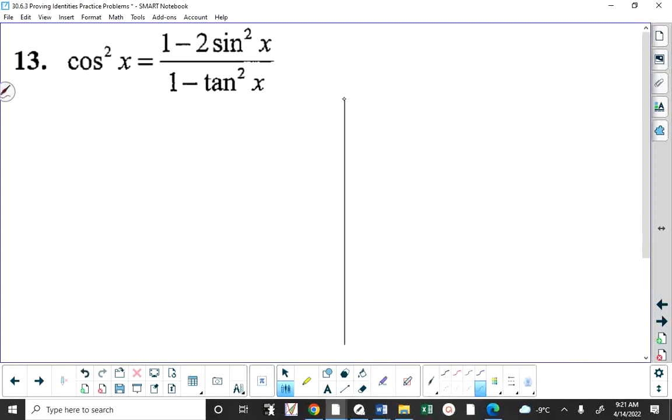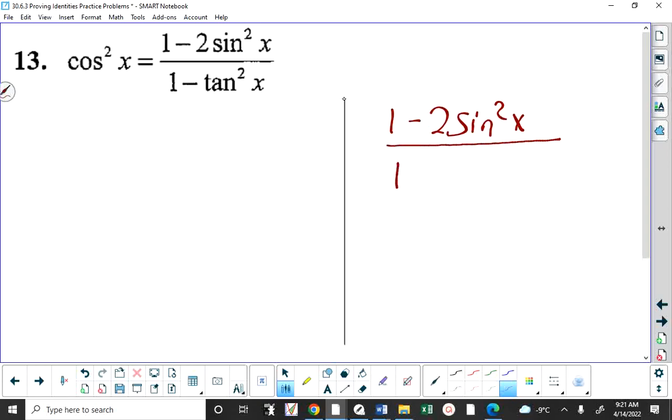So what I'm going to do instead is go with my initial idea of putting everything in terms of sine and cosine. So on the right-hand side, I have 1 minus 2 sine squared of x. And on the bottom, I have 1 minus tan squared, which is sine squared of x over cosine squared of x. Is that okay so far? So again, if you were doing this as an official proof, you would write that you've used a quotient identity here.